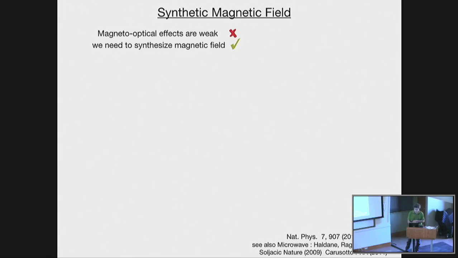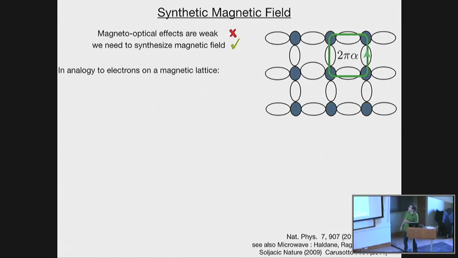So a while ago, we thought about how we can synthesize a gauge field for these arrays of photons. The problem with photons, especially in the optical domain, is that magneto-optical properties are weak. So if you put a magnetic field, they won't really see it. Okay? So if they don't see it, we have to synthesize it. Similar to neutral atoms. Neutral atoms don't see the charge. We have to synthesize the magnetic field. Here, we do the same thing.